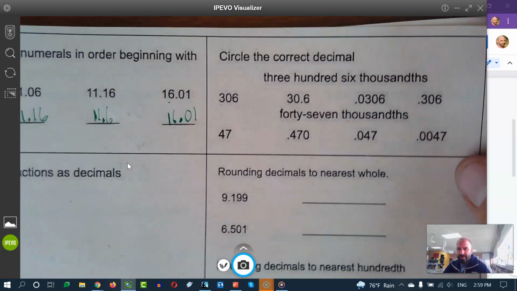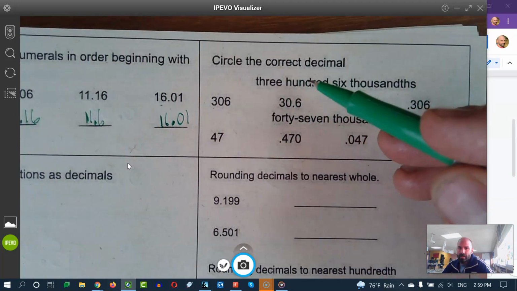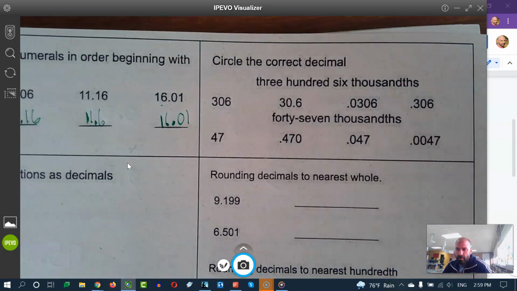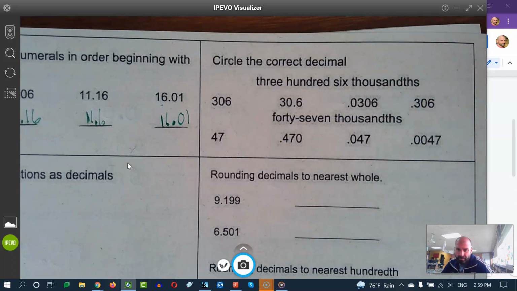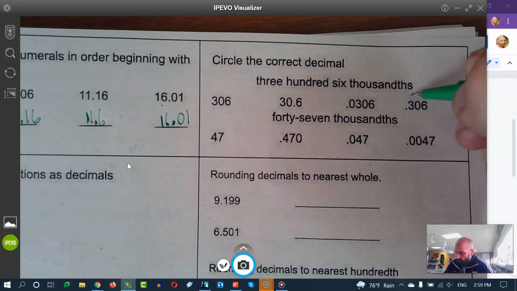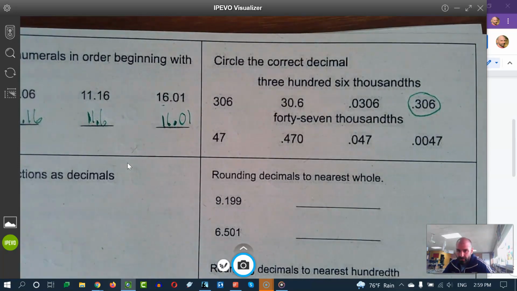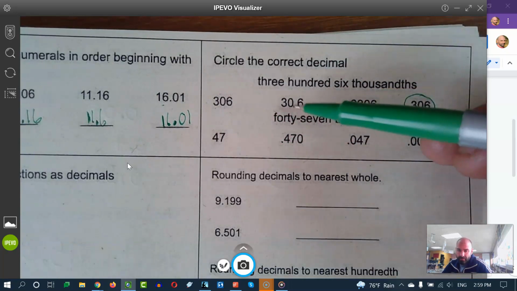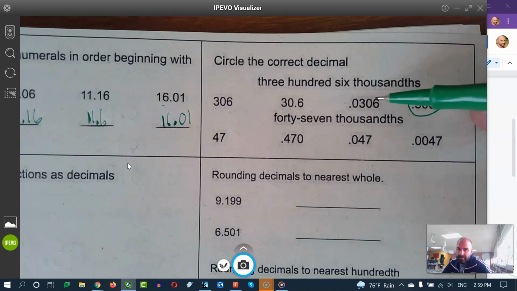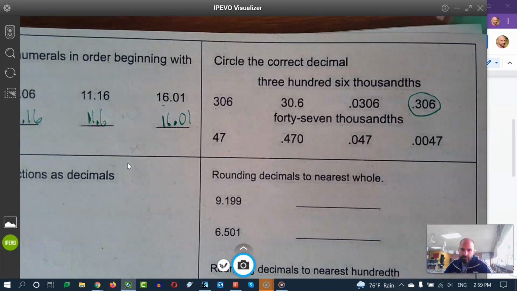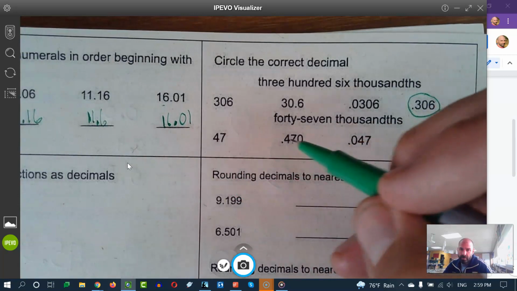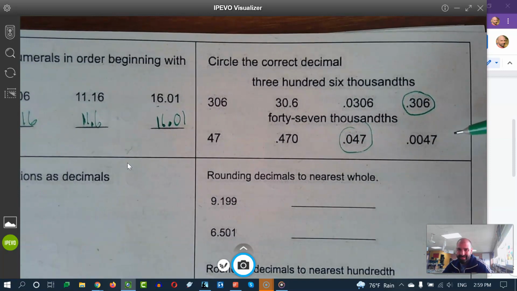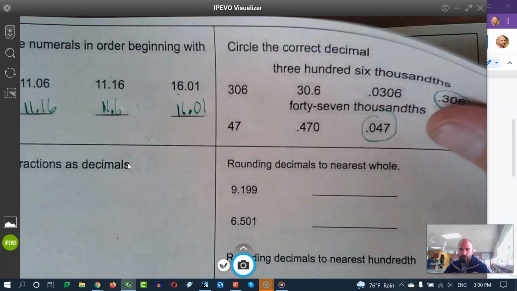All right, now we are going to thousandths. So again, this says 306 thousandths. How many place values to the right of the decimal point when it comes to thousandths? 3. And then we just read the number, 306 thousandths. This is 306 thousandths. This is 30 and 6 thousandths, or 6/10, sorry. And this is 306 ten-thousandths. 47 thousandths. This is 47. 470 thousandths. 47 thousandths right here. And 47 ten-thousandths right there. All right, so that was reading thousandths.